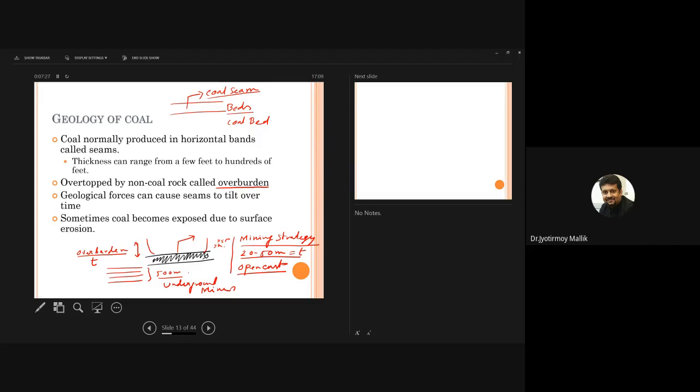Sometimes coal becomes exposed at the surface due to erosion. So sometimes you can also, of course, observe a coal seam in an exposure. And how does that happen? Because the top part of the overburden is actually eroded.